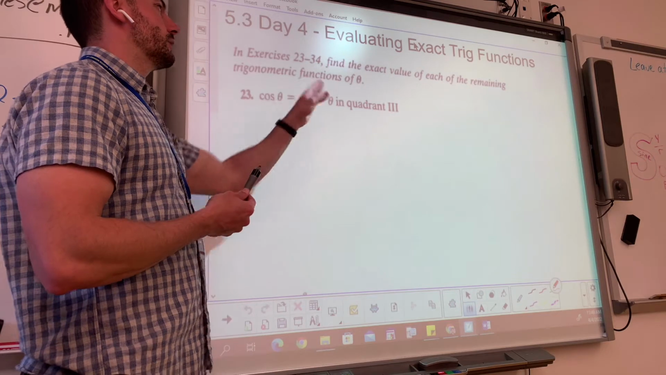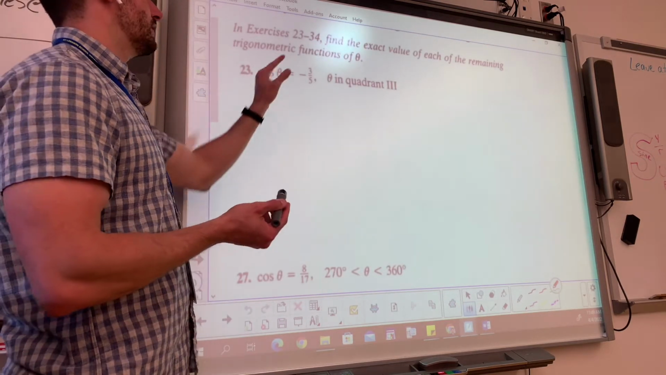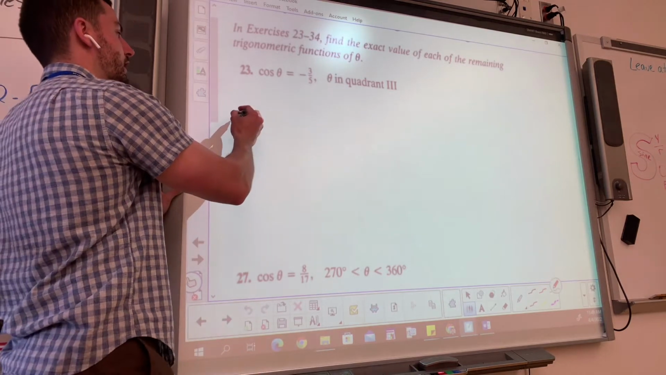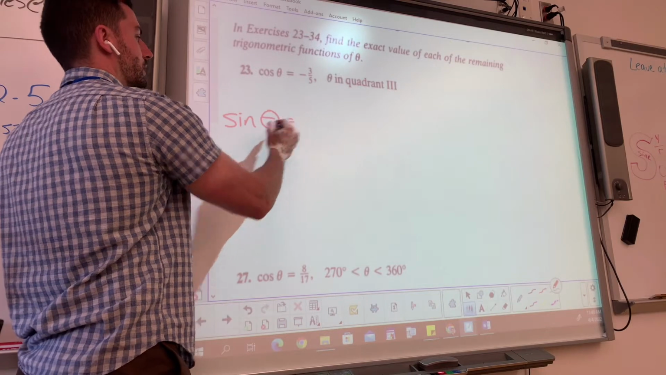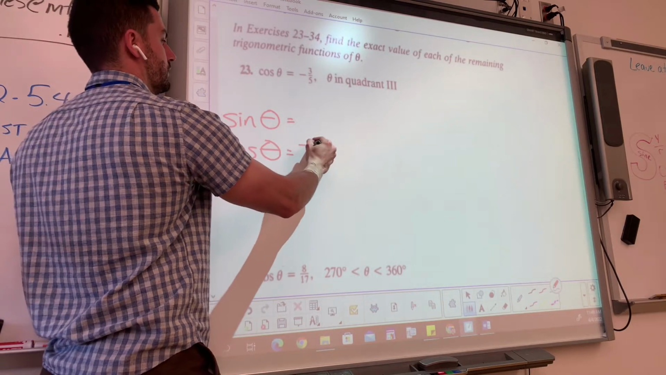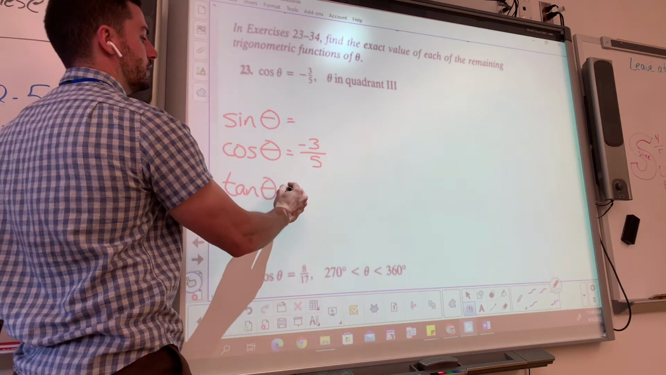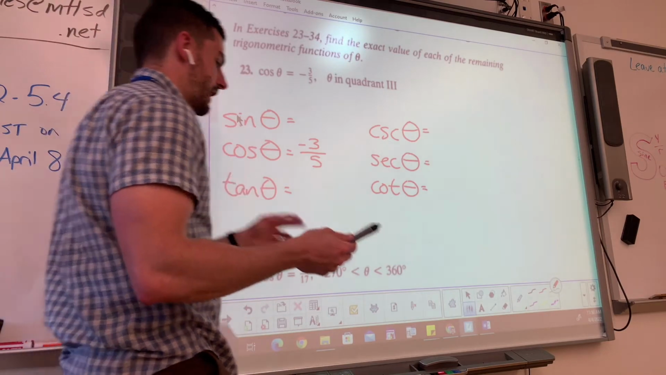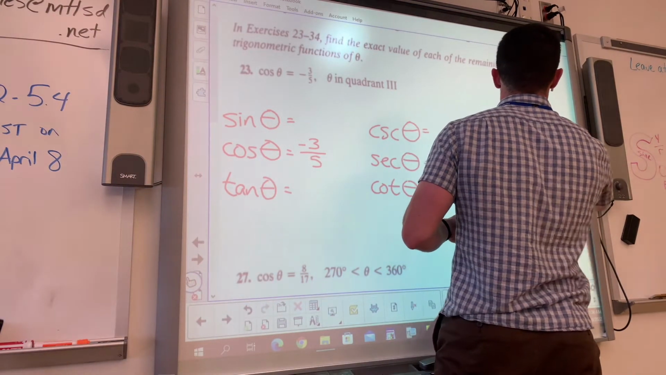Here, what it's asking you to do, it says find each of the remaining trig functions, right? So it's giving us one, and we need to find the other five. Okay. So just thinking about that. So we got cosine, it's telling us negative 3/5, and then we need to find the rest here. We are going to end up drawing this too, so we can get our graph.